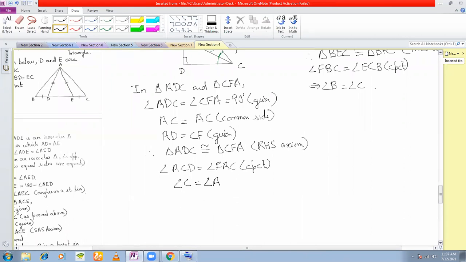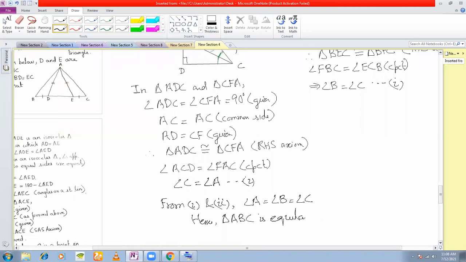So what have we shown here? Let us call this 1 and let us call this 2. From 1 and 2, what can I say? I can say angle A is equal to angle B is equal to angle C. Hence, triangle ABC is equilateral. Any questions?